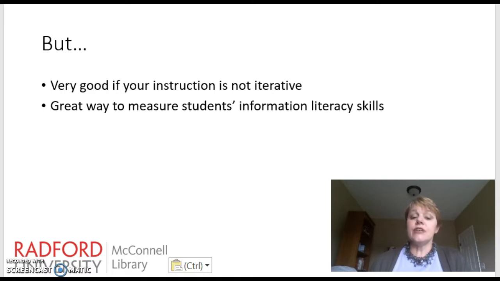Also, level 3 is a great way to measure the students' information literacy skills and share it with an outside community like your campus. So you could do a workshop to the faculty of a department and say, here's what we learned about your majors based on this project. And it's very compelling. It's good evidence for you to share with people outside of the library.